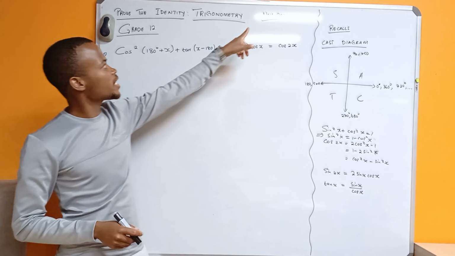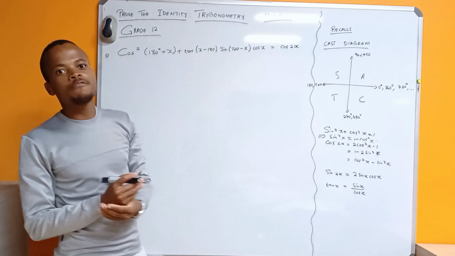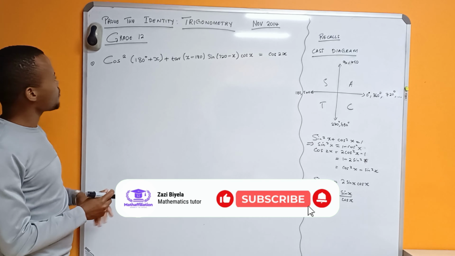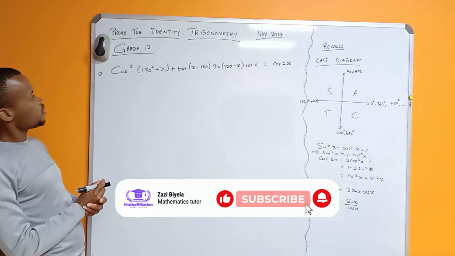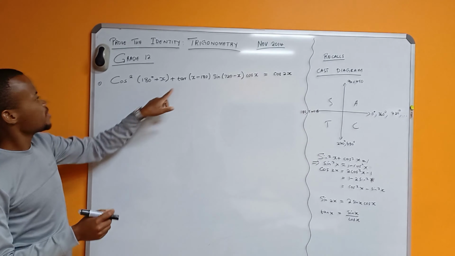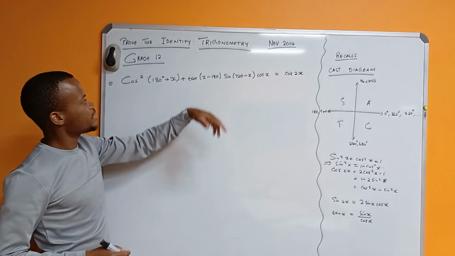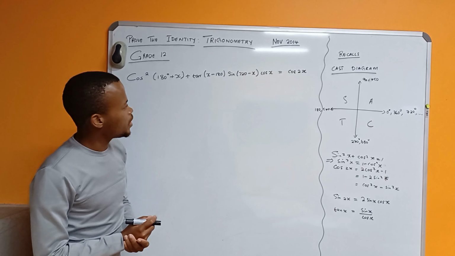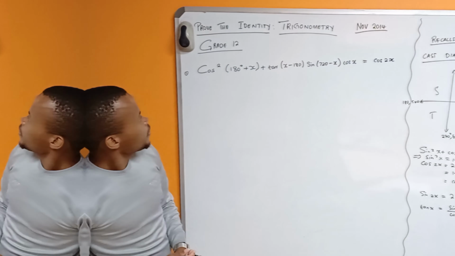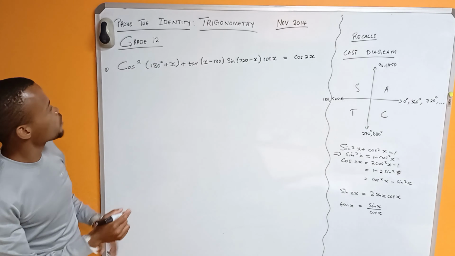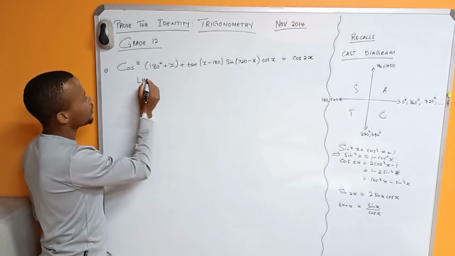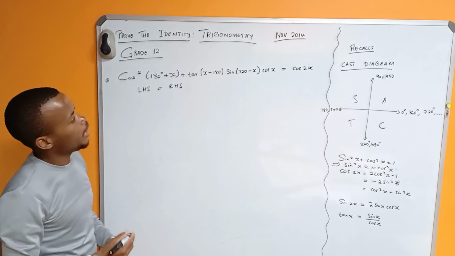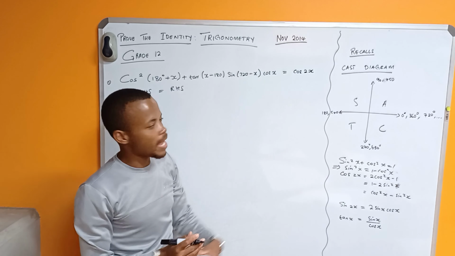So this is the question that was taken from the November 2014 question paper for grade 12. Here we are given cos squared (180 + x) + tan(x - 180) sin(720 - x) cos x being equal to cos 2x. So here's the problem: I'm required to show that the left hand side is equal to the right hand side, and the right hand side is cos 2x.